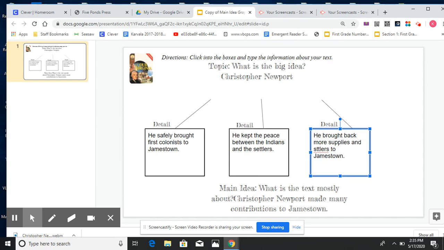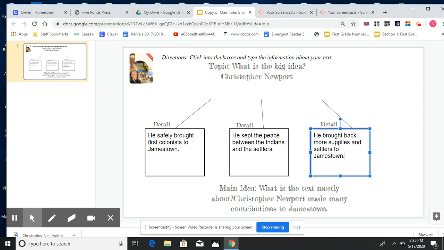So that was huge. Oh, look, Miss McCarla right there. Told you I wasn't going to misspell anything, and I was going too fast, so I'll put my E in settlers. There we go. Okay, he brought back more supplies and settlers to Jamestown, which saved everyone.